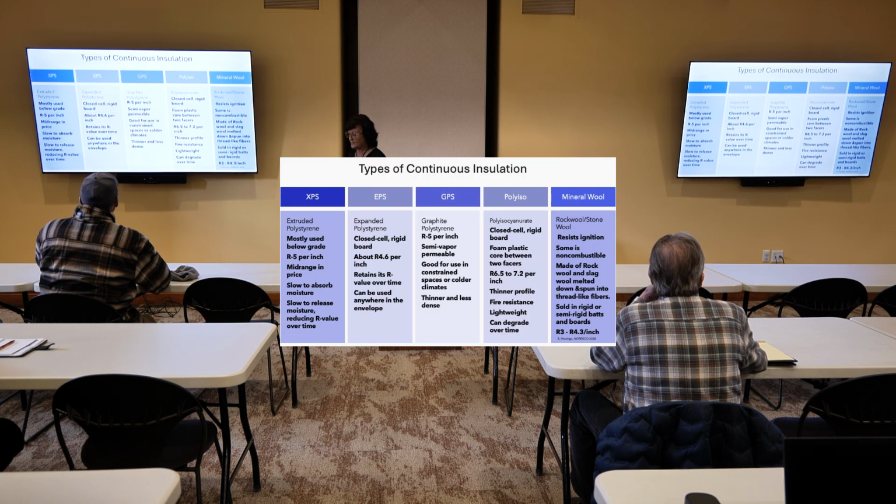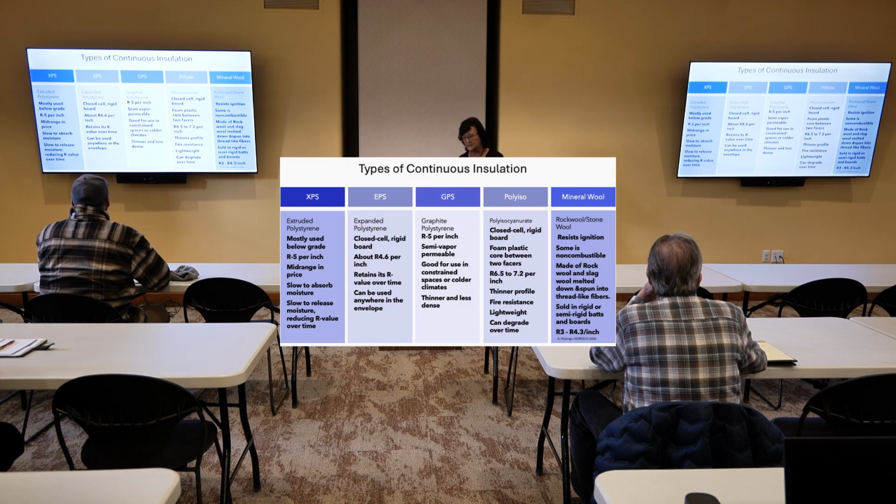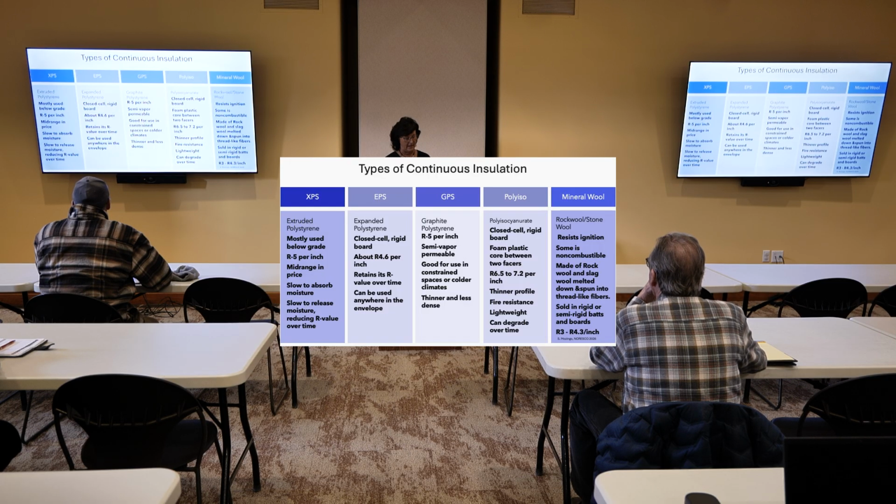All right, here's the different kinds of insulations that we see out there, mostly for continuous insulation. This is just some of them. This is more of your rigid foam boards, right? XPS, we see that a lot of times used in exterior walls, but a lot of times below grade. A couple things I want to point out. It's good. You can use average about R5 per inch.